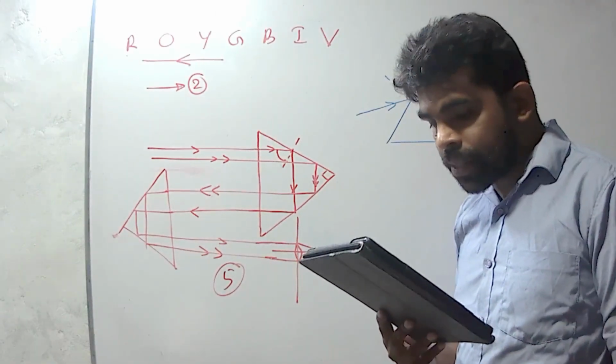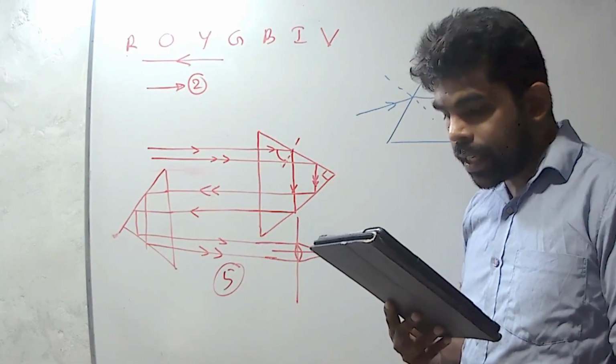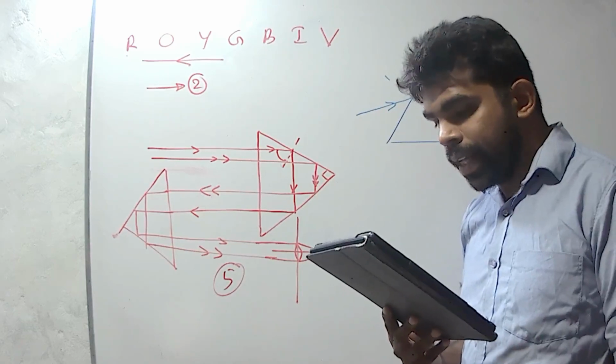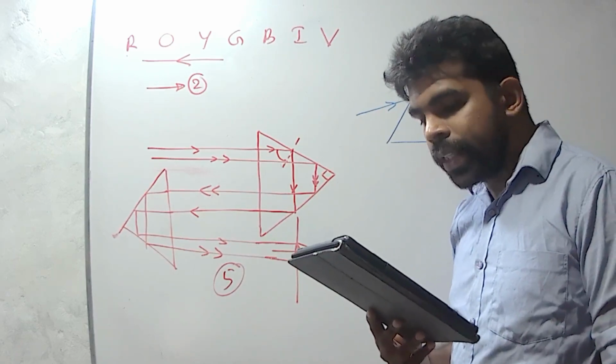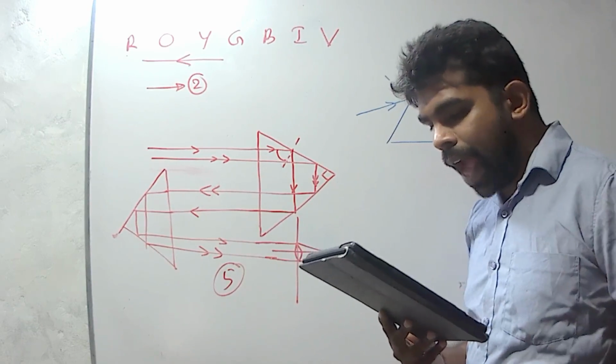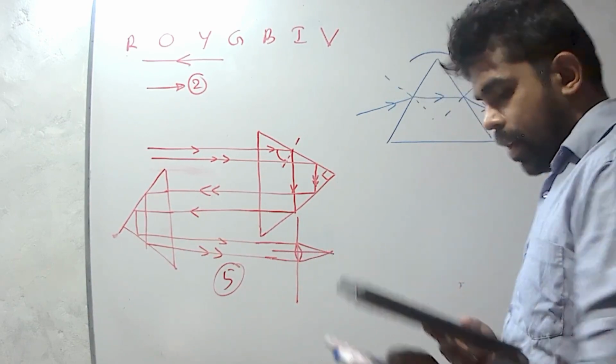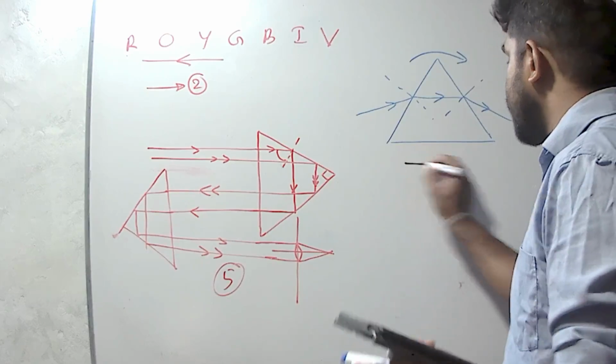The image will first move in the direction with decreasing angle of deviation, turn back and move in the direction with increasing angle of deviation. Then fourth one is the correct answer.